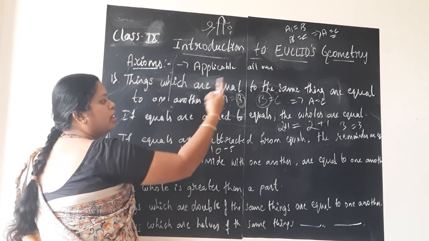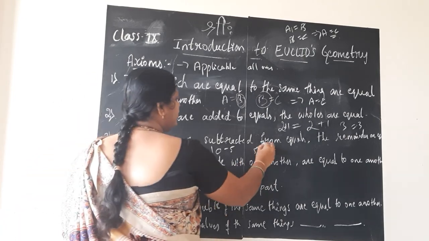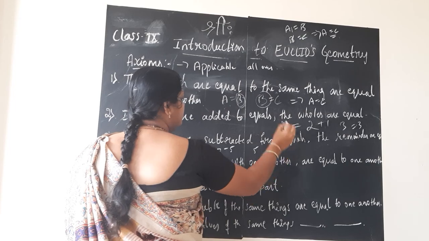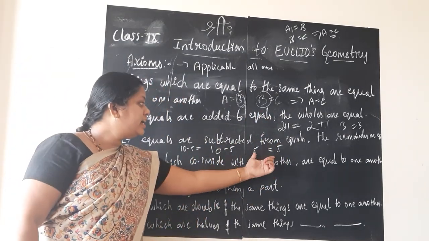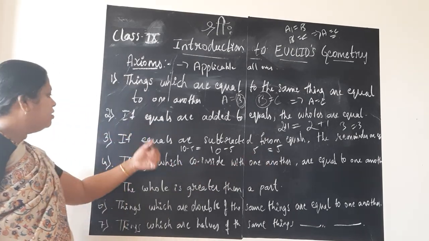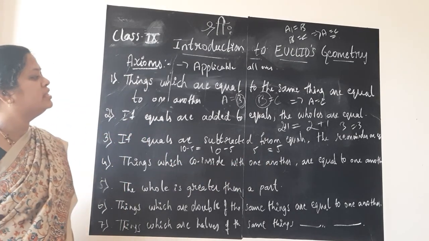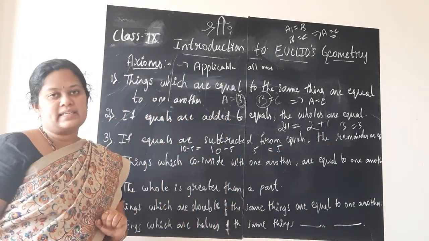When we do so, the remainders are equal. How much is 10 minus 5? 5. On RHS also 10 minus 5 is 5. So 5 is equal to 5, meaning we are getting the remainders also equal. So if equals are subtracted from equals, then the remainders are equal. That is his third axiom.